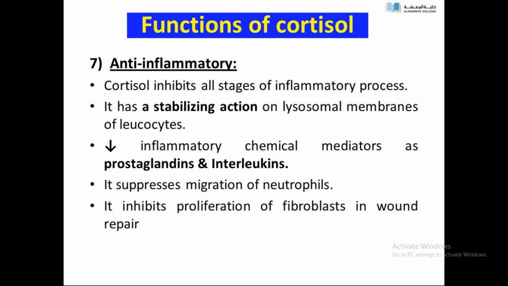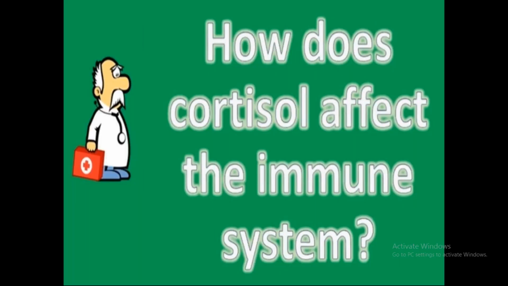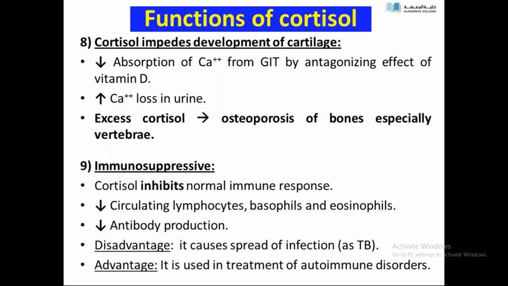It has a stabilizing action on the lysosomal membrane of leukocytes and decreases inflammatory chemical mediators such as prostaglandins and interleukins. It suppresses the migration of neutrophils and inhibits the proliferation of fibroblasts in wound repair. So it's anti-inflammatory. This cortisol also suppresses the immune system because it decreases circulating lymphocytes, basophils and eosinophils, and decreases antibody production. Intake of cortisol causes the spread of infection, and the only advantage is that it is used in the treatment of autoimmune disease.